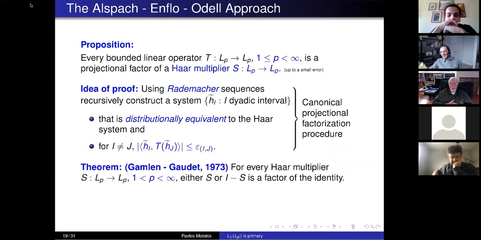And so after they did that, they used a theorem which is slightly older than their proof. It's in L_p spaces, a very famous theorem, the Gamlen-Gaudet theorem, which doesn't say exactly that. I will tell you what it says, but first let me read what I wrote.